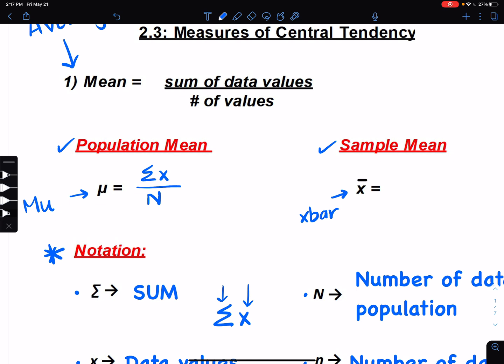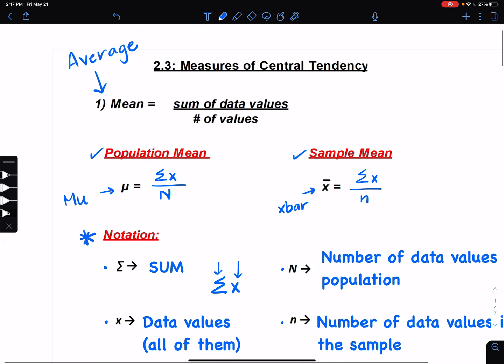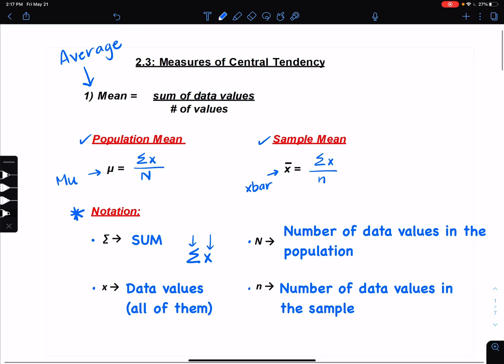The sample mean, x bar, would say take the sum of the data values and divide by lowercase n, because lowercase n represents the number of values in the sample. Okay, so I just want you to start getting used to seeing things in this format here, formula notation, rather than always seeing everything written out step by step in words. All right, so we've got our mean, which again is nothing more than taking the average of the data values.